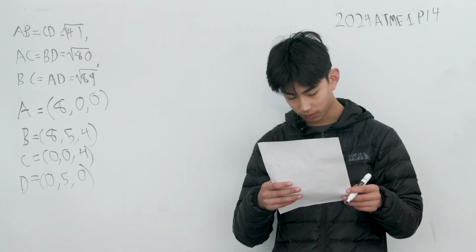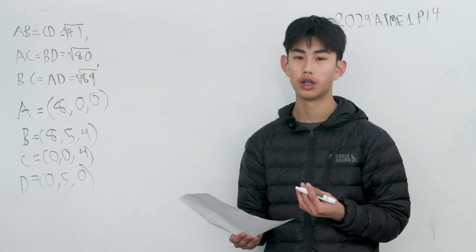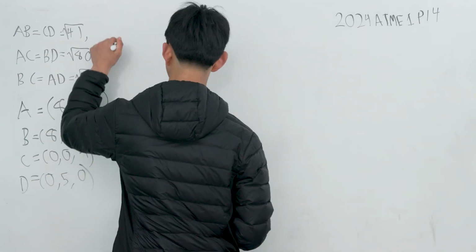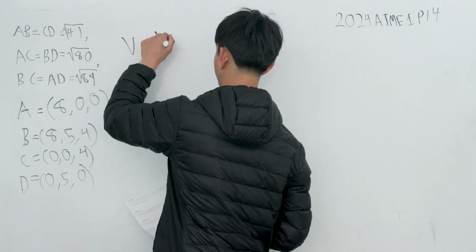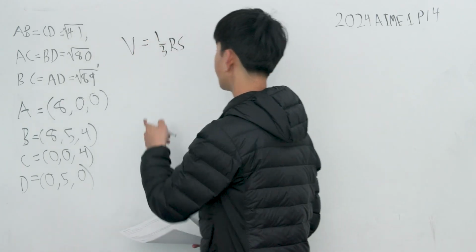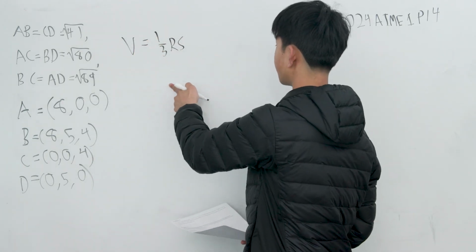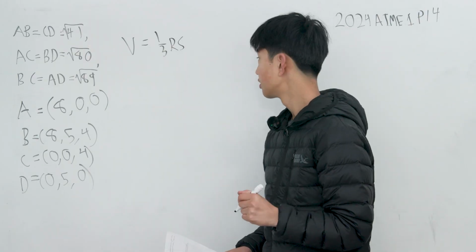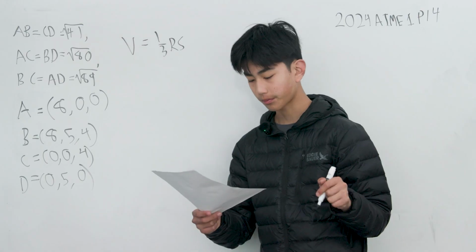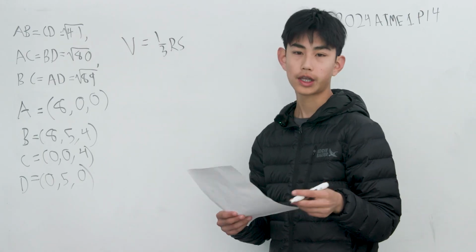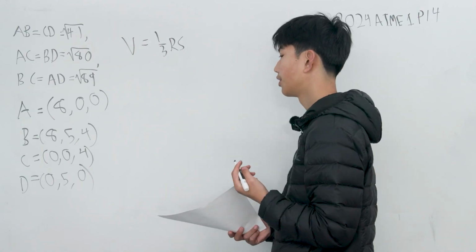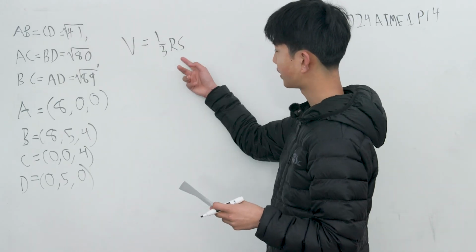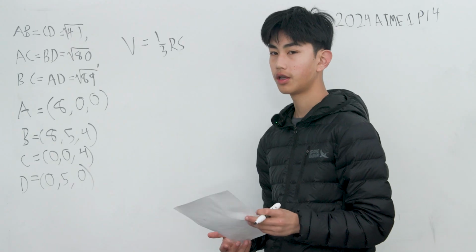Now, what we can do is, well, there's this formula, right? I'm just going to write it out. V equals 1/3 RS. So volume equals 1/3 times R, which is the radius of the insphere, and S is the surface area. So we can use this formula, since all faces are equal, and change it to our liking.